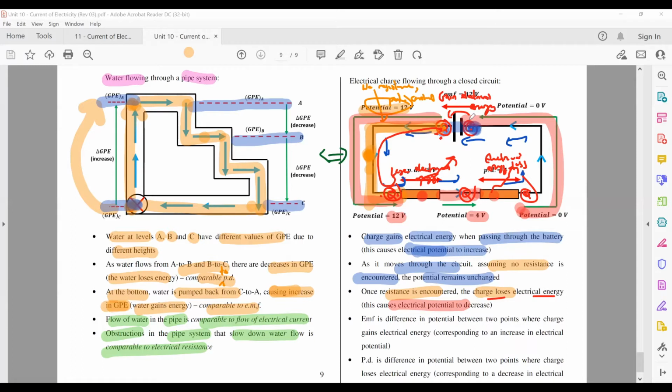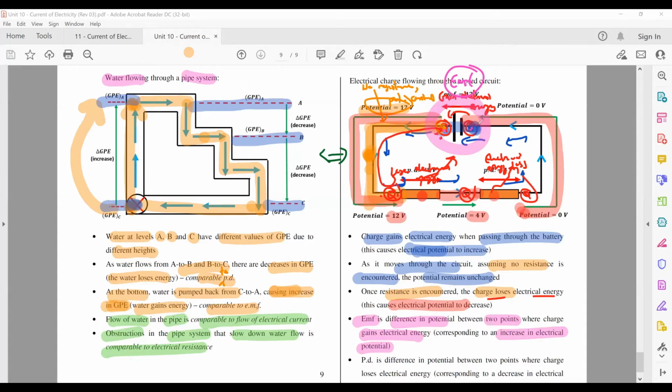Okay. So one thing to note here is that when it comes to differences in potential, EMF is the difference in potential between 2 points where charge gains electrical energy. It's actually this part here, which you will normally term as EMF. It's because between these 2 points, the charge is gaining electrical energy. Other forms of energy are converted to electrical, which in turn corresponds to an increase in electrical potential.